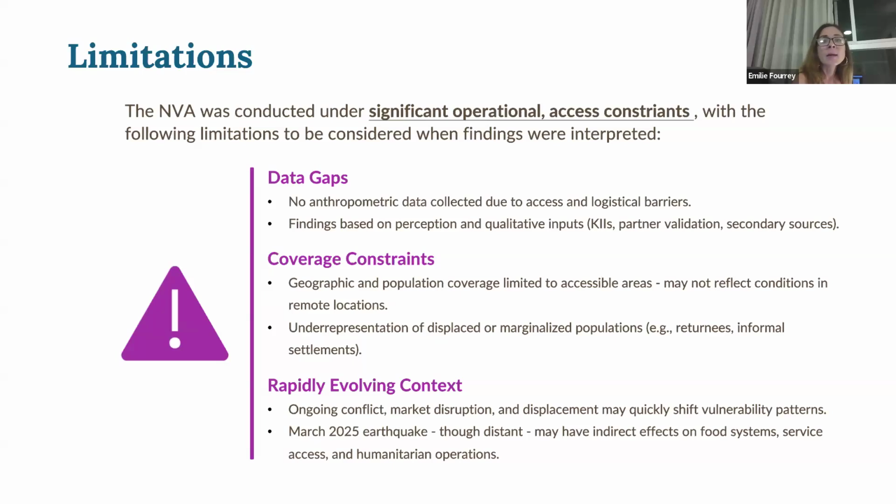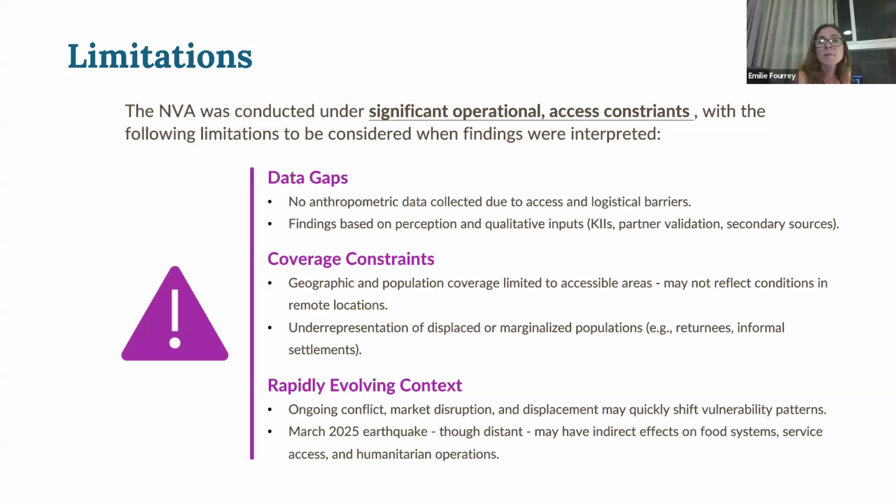Finally, also in terms of coverage constraints, there is clearly an underrepresentation of some of the groups in Myanmar. It was mostly host communities and IDPs, but we don't really have a good representation of displaced population or marginalized population. And one of the limitations in the findings of the NVA for Myanmar is that it is very limited in terms of quantitative data, but it's mostly a snapshot that we could capture through the key informant interviews at a point in time.